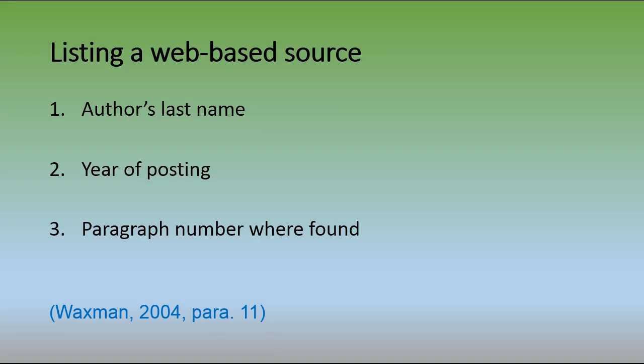Perhaps that needs a little bit of explanation. Let's say you were looking at an online article and you were quoting from somewhere within the article. You would need to count down from the beginning of the article how many paragraphs in. In this case, we've got Waxman, 2004, and you see we're using an abbreviation for the word paragraph, and in this case it's paragraph 11.